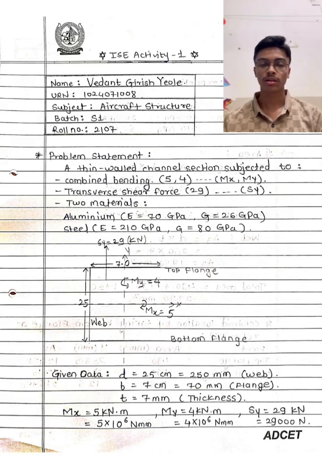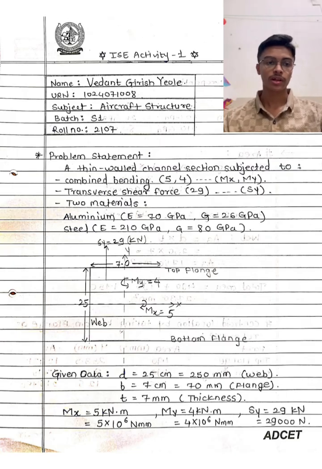So today our topic is ISA Activity 1 of the subject Aircraft Structures. Our problem statement is a thin walled channel section subjected to the following. First is combined bending, that is Mx and My. Then there is a transverse shear force, that is Sy. Then there are two materials, that is aluminum and steel.